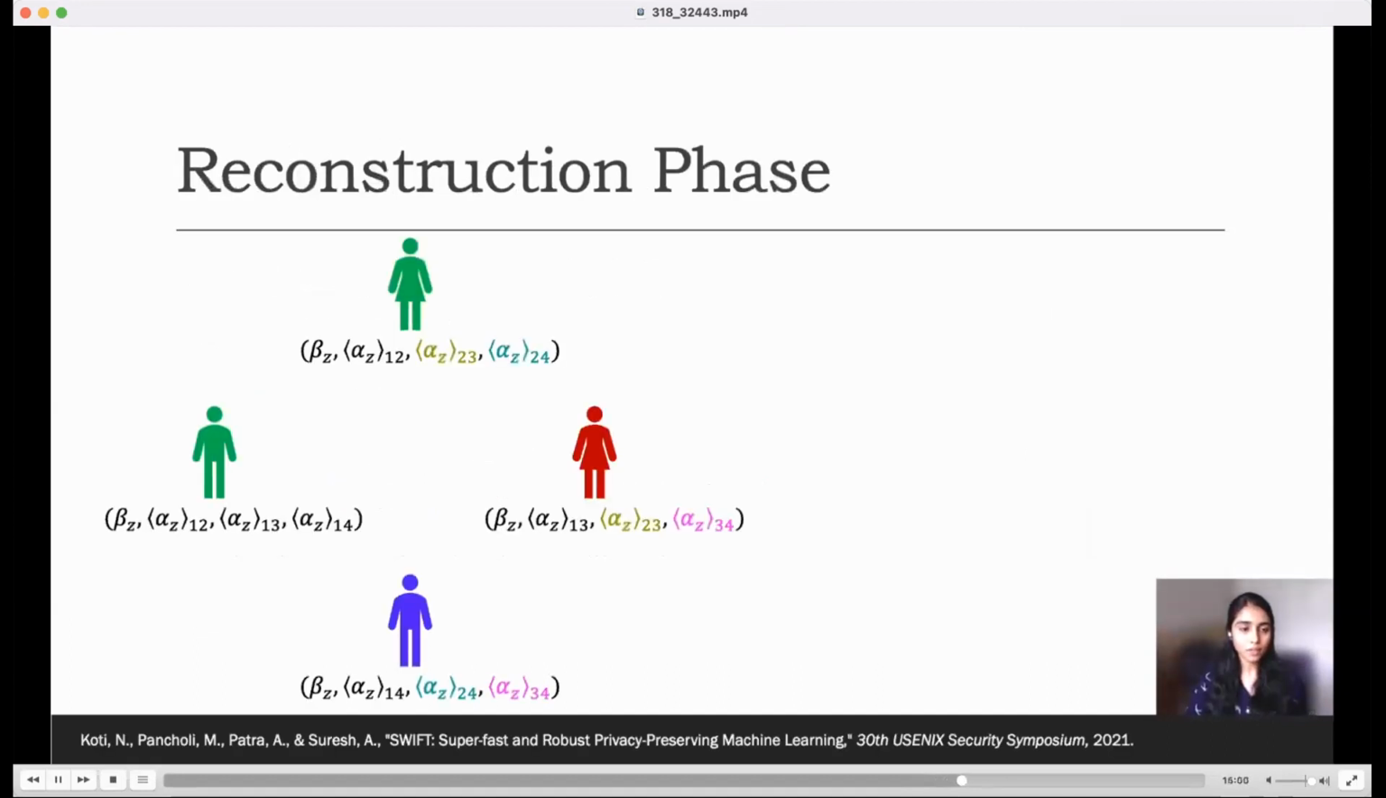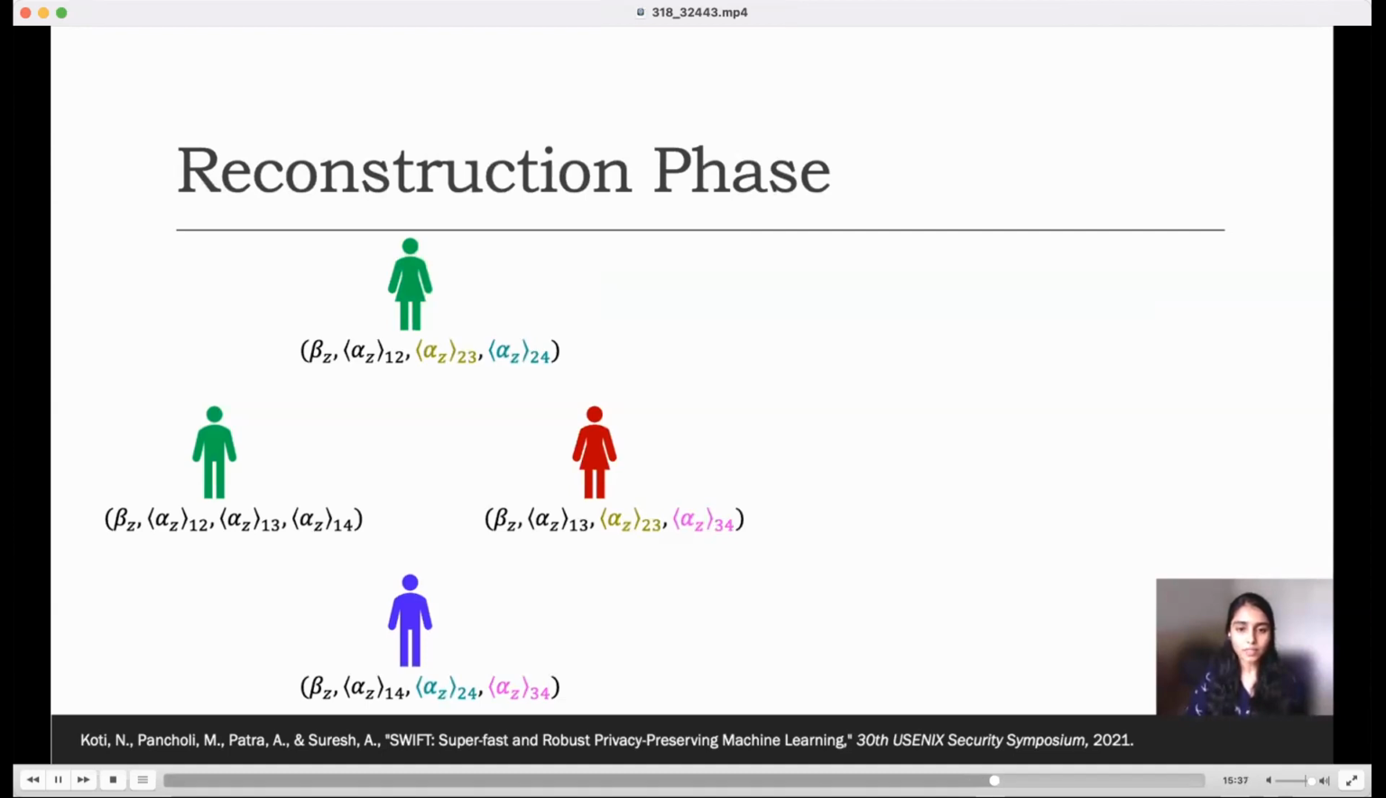Coming to the reconstruction protocol, we see that in the sharing of any value, say z for example, any party misses three components of the sharing of the mask, that is alpha z in this case. For example, consider party P1, it misses the shares alpha z23, alpha z24, and alpha z34. Now, each of these components is actually held by two other parties. For example, alpha z23 is held by parties P2 and P3. However, requiring the parties to simply send across this value to P1 does not suffice.